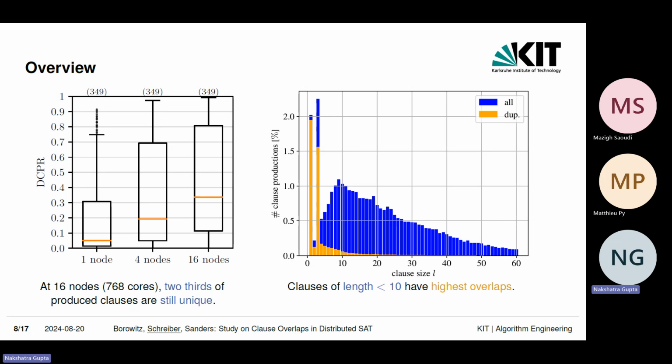So here we can see that, first of all, really many clauses are produced of that length. And secondly, there are really many duplicates in there. So we later tracked this down to specific pre- and in-processing techniques, at least partially, which I'm going to talk about a bit later.